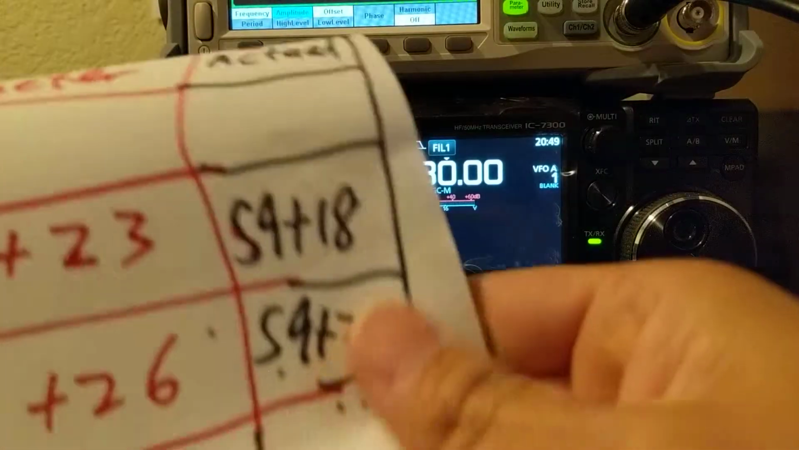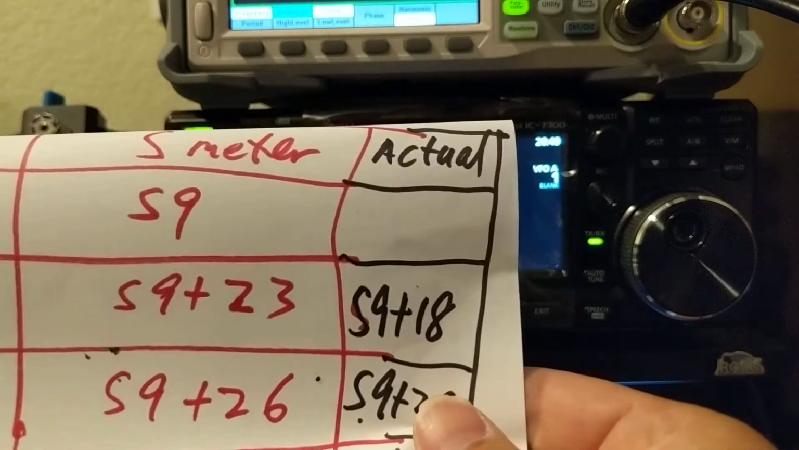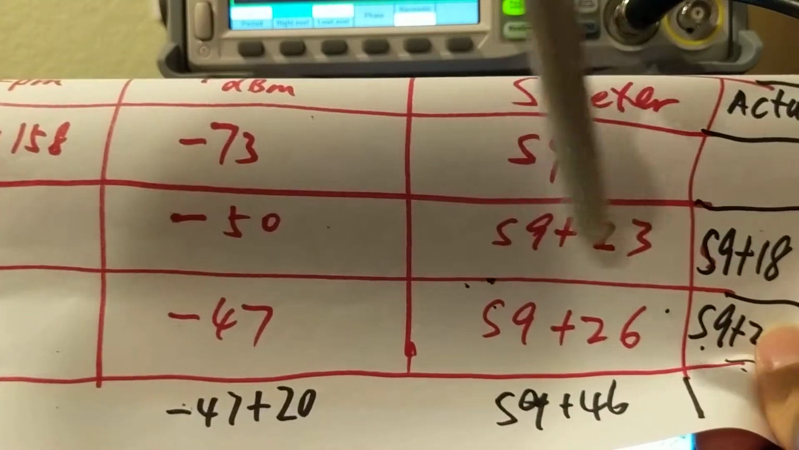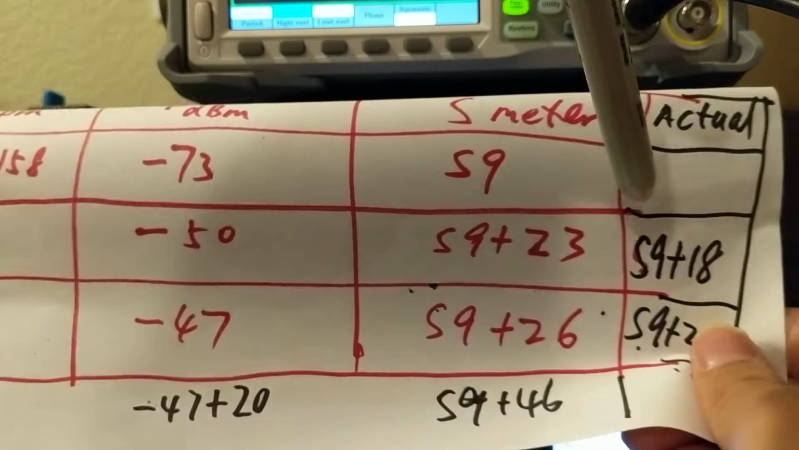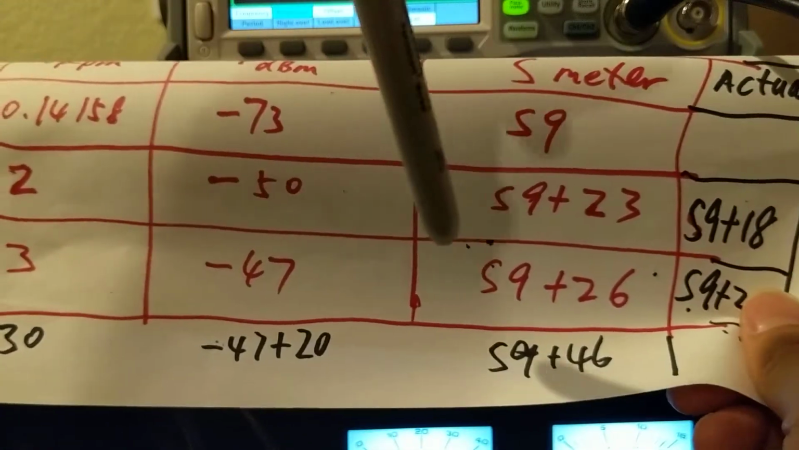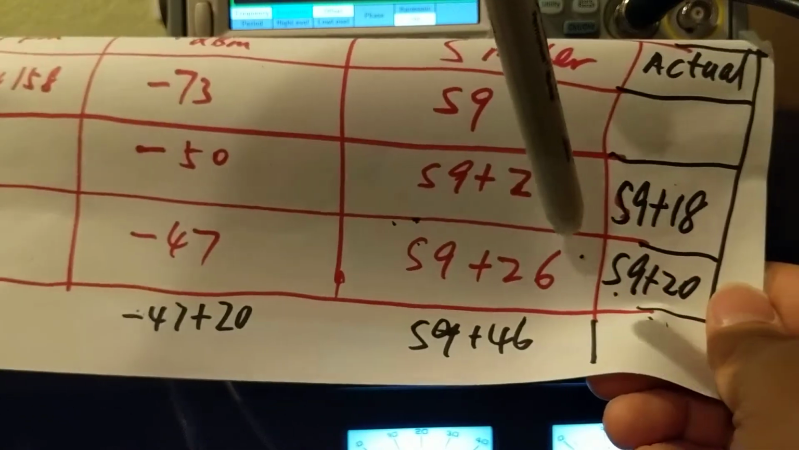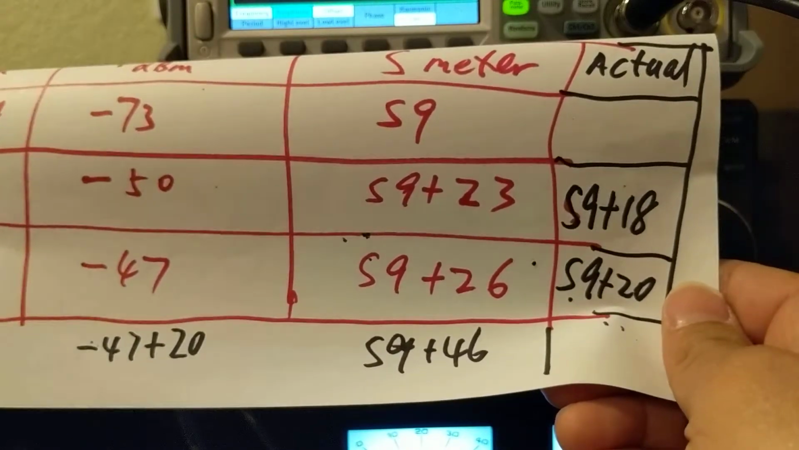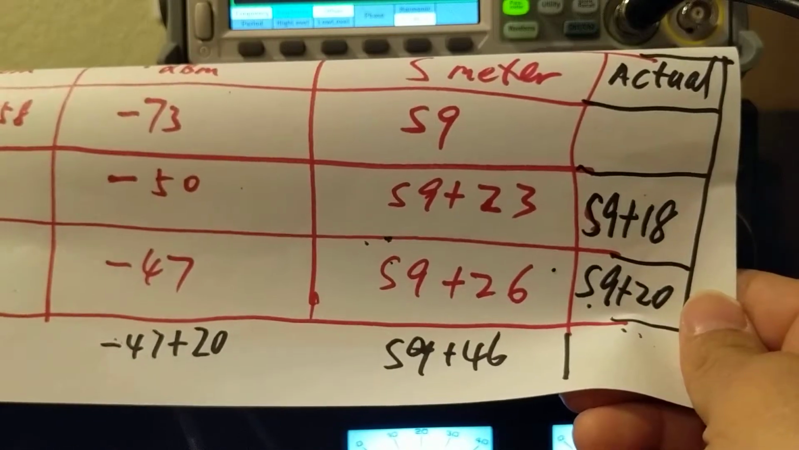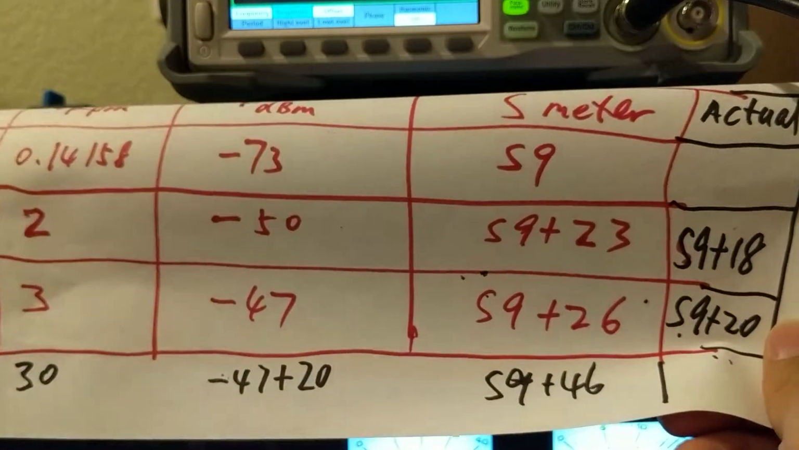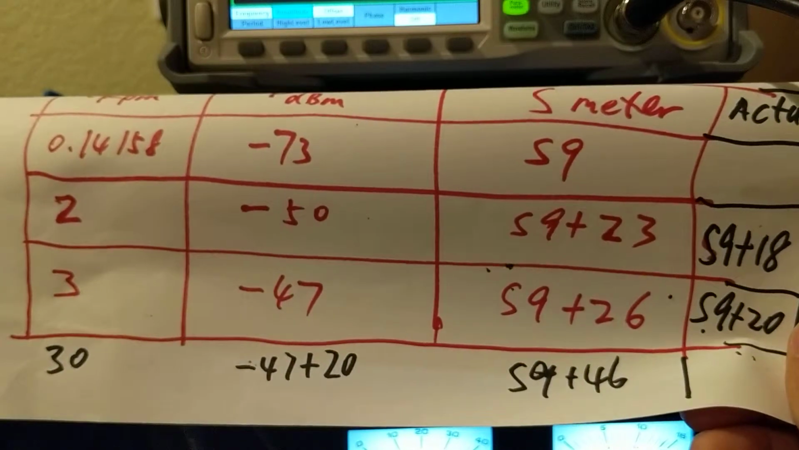So we can see the last row. I expect at 2 millivolts to get S9 plus 23, but I actually get S9 plus 18. At 3 millivolts, I expect to get S9 plus 26, but I actually get S9 plus 20. So it looks like I'm 5 or 6 dB short. I cannot explain that. Maybe loss, maybe the radio is not as sensitive, or maybe my signal generator is not that accurate. I don't know.